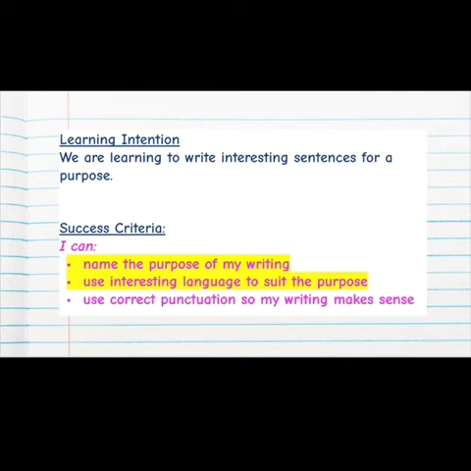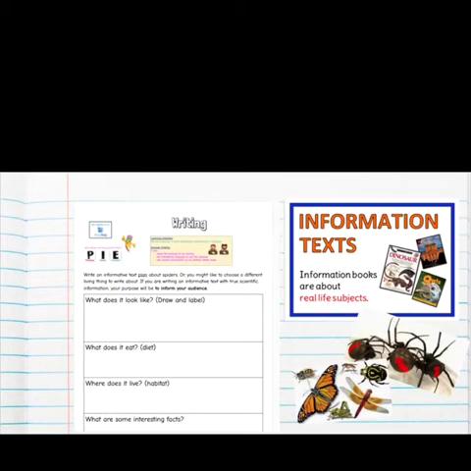You'll know you'll be successful when you know the purpose of your writing and you can name it, or when you've used some interesting language to suit the purpose. There are two main focuses today. In your booklet today, you're going to plan for writing an information text. You're going to pick a living thing that you're interested in and you're going to draw and label some pictures ready for tomorrow's writing.